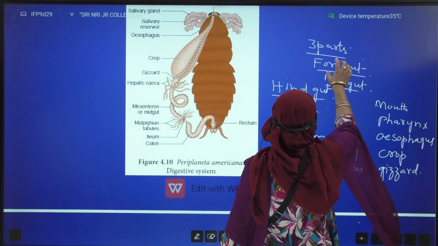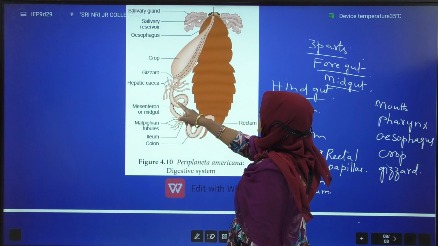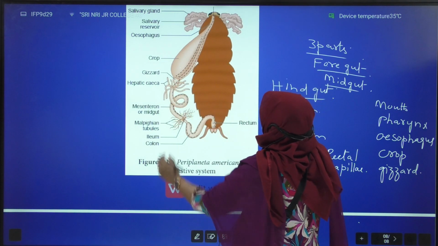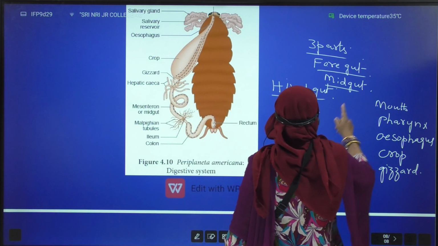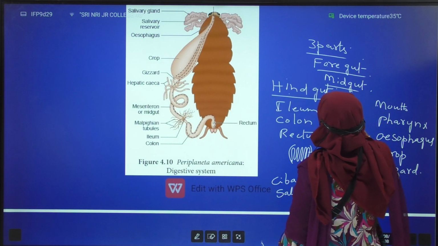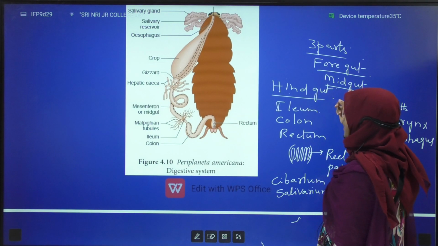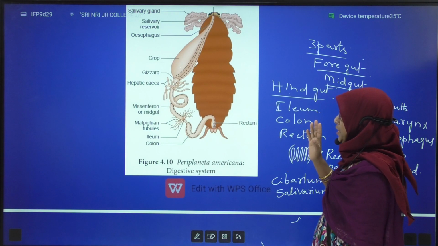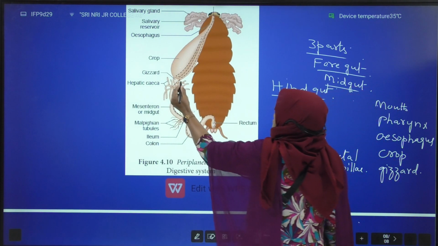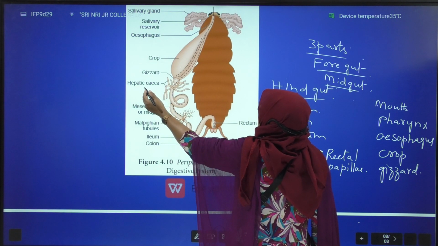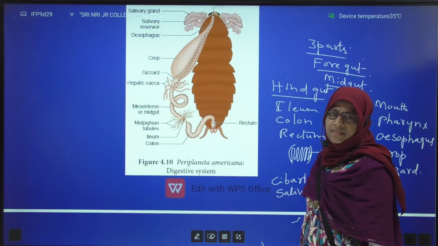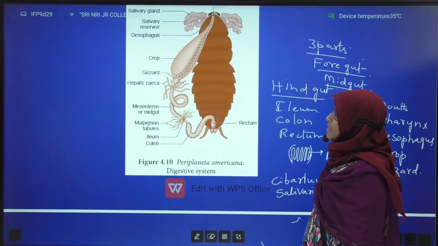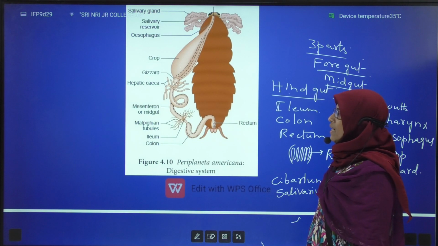This is about the foregut. Next part is mesenteron or midgut. It is also called ventriculus. At the junction of gizzard with mesenteron, 6 to 8 hepatic caeca are present. These hepatic caeca are digestive and absorptive in function, also known as midgut caeca.